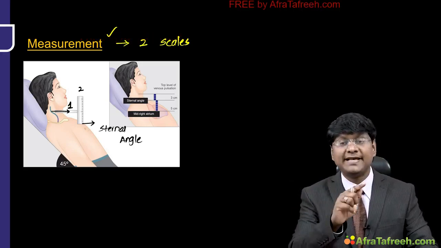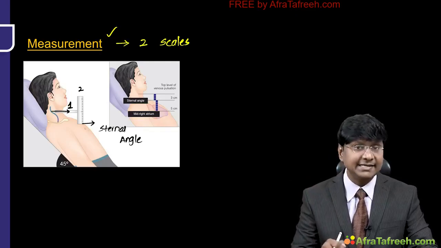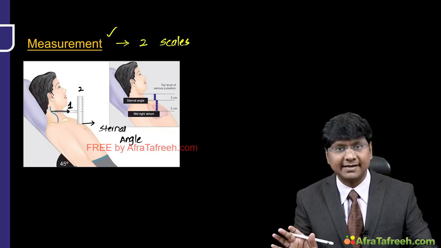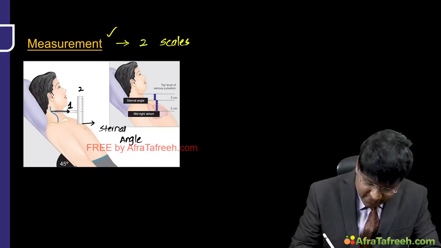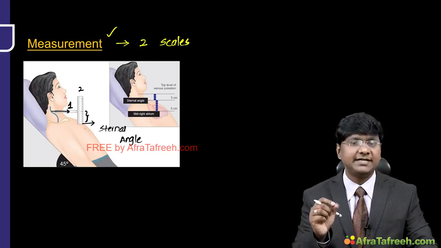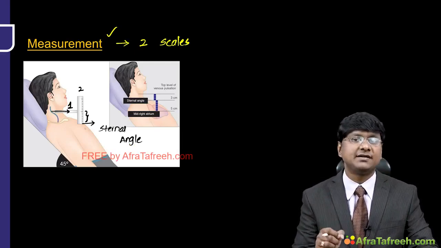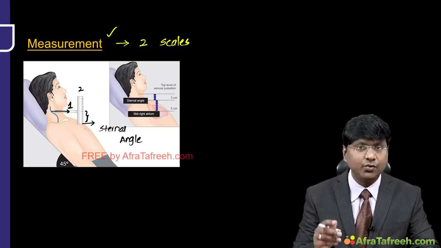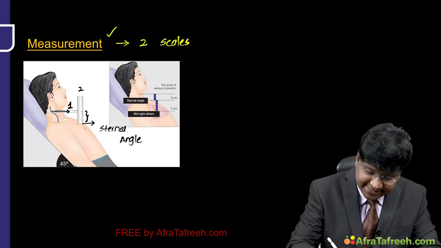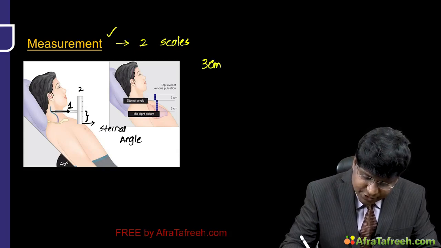So this is the position of the two scales. One is placed horizontal to the upper level of the pulsations, and the other takes the vertical distance of the ruler from the sternal angle. Whatever the vertical distance is from the bifurcation of the two scales up to the sternal angle, that we take into consideration as the jugular venous pulsations. Let us just assume it is around 3 centimeters.